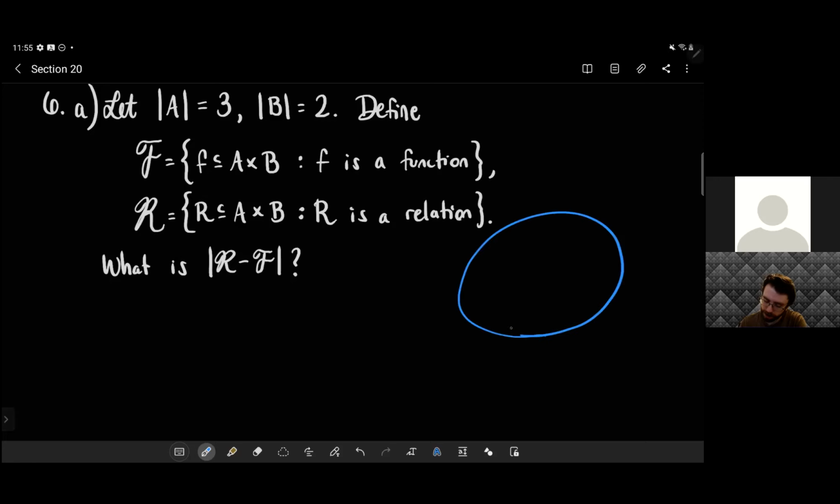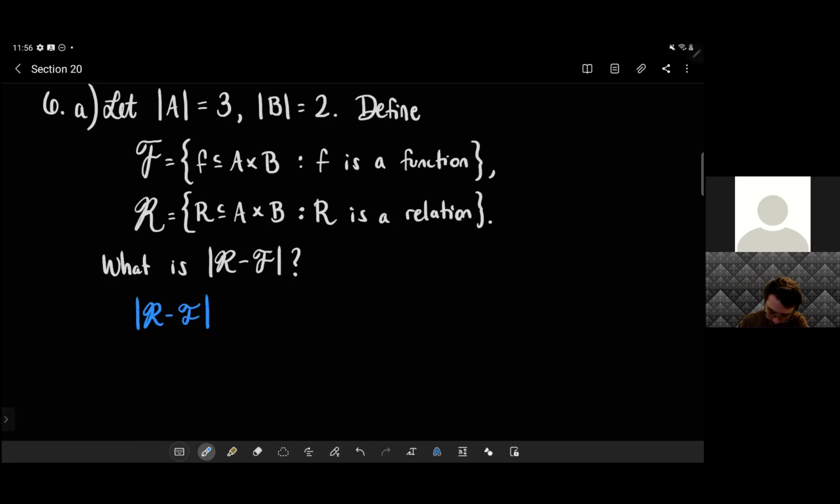Right. First of all, it's nice because you can think about it like this. This is the set of all relations. Functions are much stricter. To be a function, you have to be a relation, but you also have to have the property that for every single input, you output one output. Relations don't have that requirement. So the functions curly F form a subset of the set of all relations. And so R minus F actually works out nicely in this case.